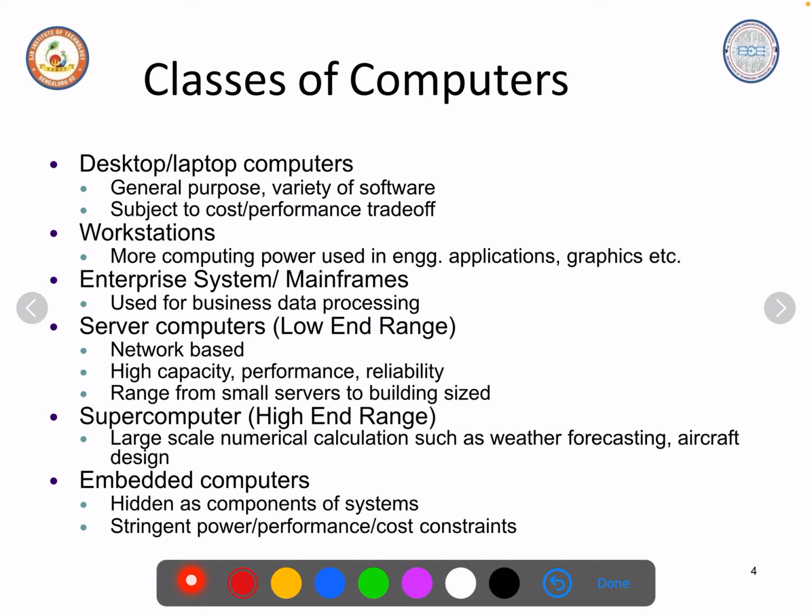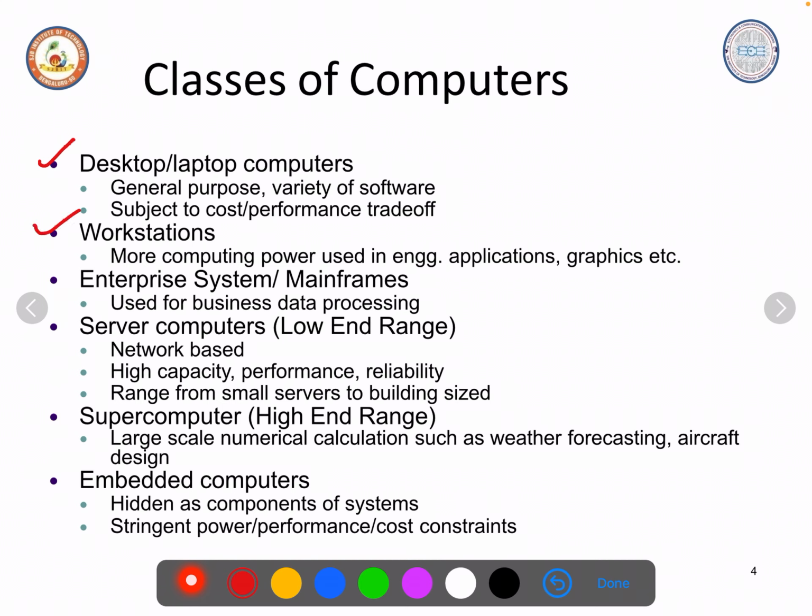There are many types of computers that exist, which differ in size, cost and computational power, as well as the intended use. So commonly these are the classifications of a computer. First one, if you observe, is the desktop computer or laptop computer, which we use for general purpose, and a variety of software can be installed into it, and it is subject to cost and performance trade-offs. Obviously, if I want good performance, the cost has to increase.